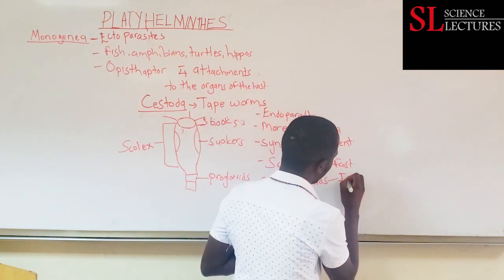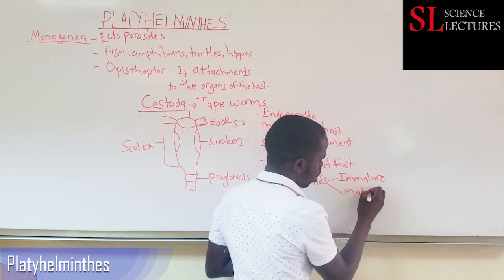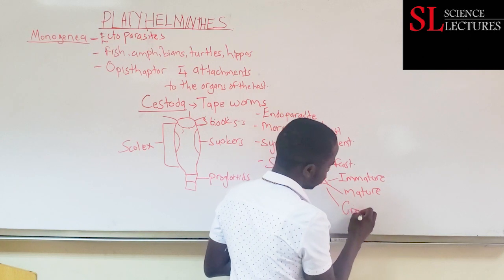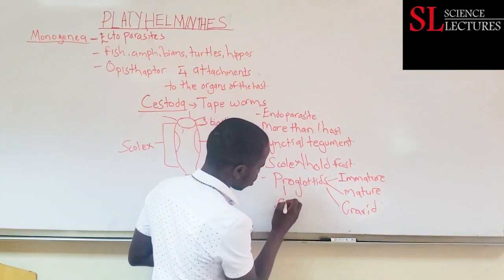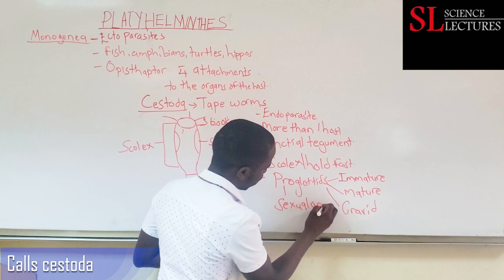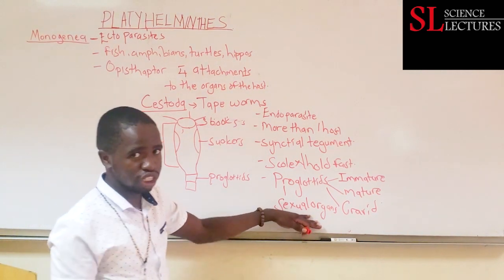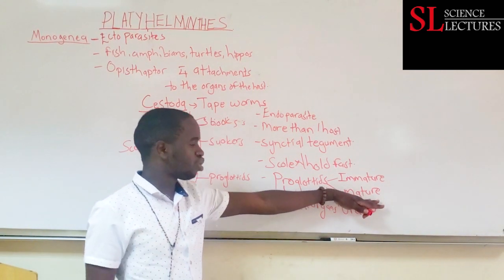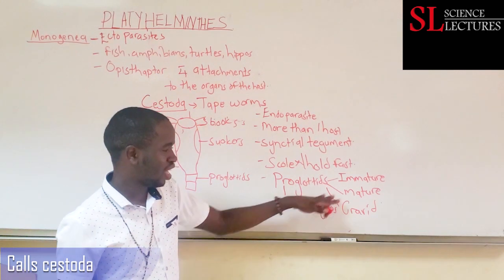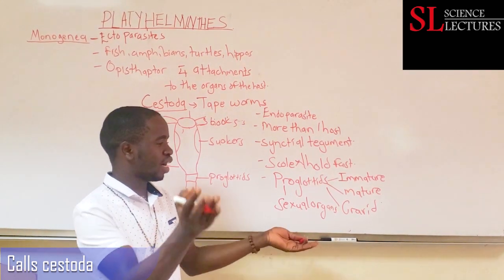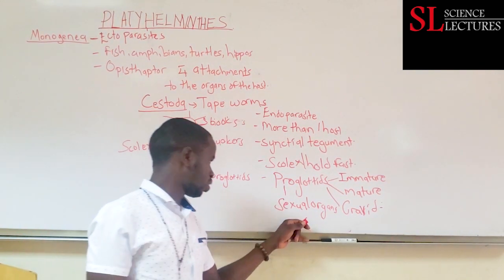Number one, you have what they call the immature proglottids. Number two, you have what they call the mature proglottids. And number three, you have what they call the gravid proglottids. The major function of these proglottids is that they have sexual organs. So these immature proglottids contain sexual organs that are not yet fully developed. Then the mature proglottids contain sexual organs that are fully developed. In fact, it is these ones that will undergo fertilization by a process called double back. Then the gravid proglottids are the ones that now will contain the shelled embryos.